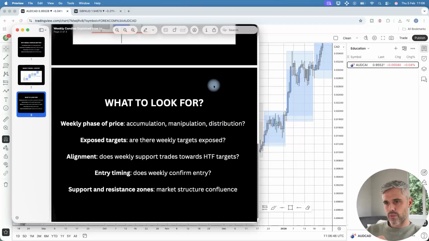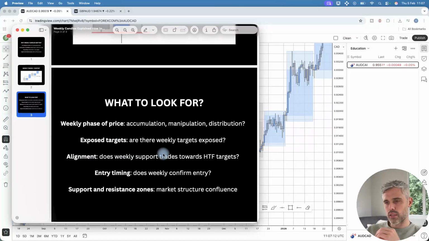So what to look for? Firstly, we want to look for weekly phase of price. Less important when looking at the weekly than it is on the 2-weekly and monthly. We still want to understand, is the weekly accumulating? Is it manipulating? Is it distributing? What targets are exposed? Are there weekly targets that we can trade immediately towards? How far away are they? Are they going to actually act as resistance points for us?